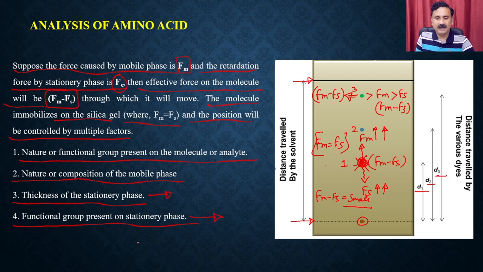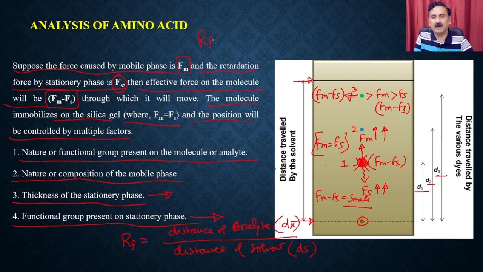So what I can do is calculate the RF values. The formula for RF is the distance of the analyte spot, which in this case is DX, divided by the distance of the solvent, which in this case is DS. This is going to be fractional. The maximum RF possible is 1, and it is going to be a fraction of 1, because this is a ratio.